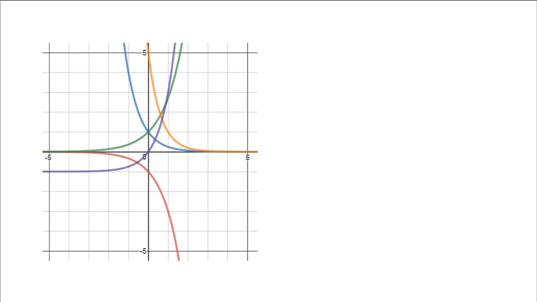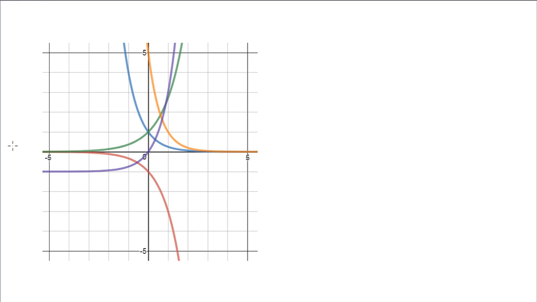Hey everybody, it's Mike, and what we're going to do in this video is identify some exponential curves. I have a whole mess of them right here, and what I'm thinking is we can figure out which one's like a basic exponent, which ones are shifted, flipped, mirrored, translated, all of that.